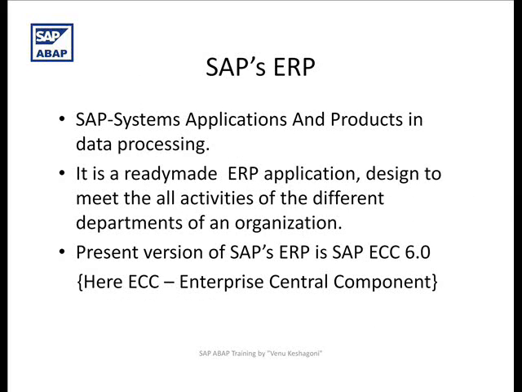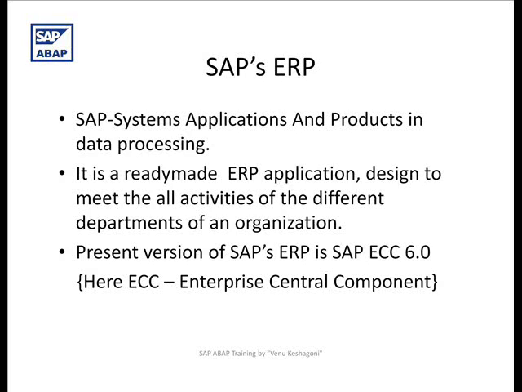Right. So SAP is an ERP system. What does SAP stand for? SAP stands for Systems, Applications, and Products in Data Processing. Systems means what is the system? Applications, what are the applications we use, and products. Basically every organization works on products, right? So they named it Systems, Applications, and Products in Data Processing. Application means only the processing of data. So it is a ready-made ERP application designed to meet all the activities of different organizations.